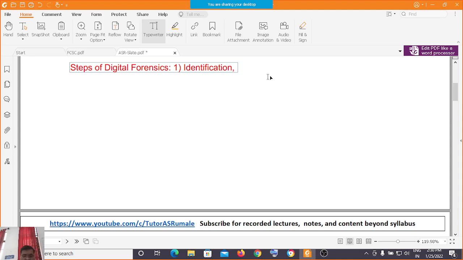Once this identification is done, you are required to preserve the evidence. That is the second step: preservation. So what is preservation? You are required to handle the body evidence or the biological evidence by wearing gloves and everything, so that your DNA samples or other things may not get mixed with them.